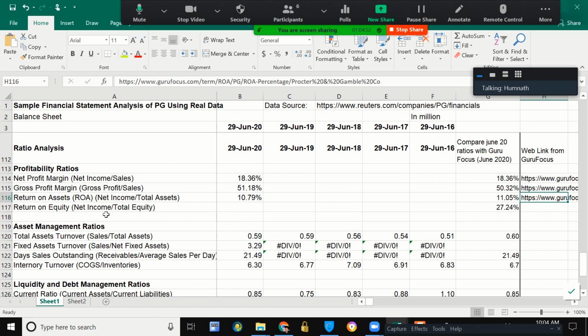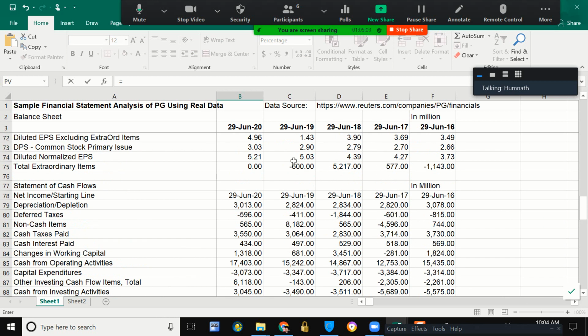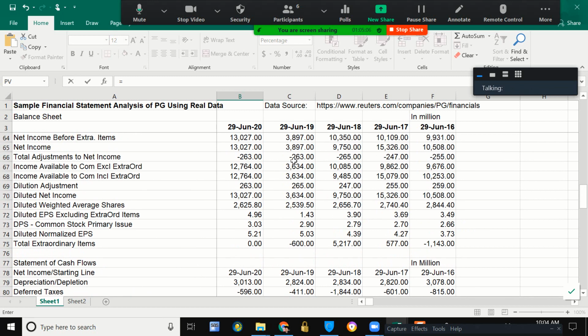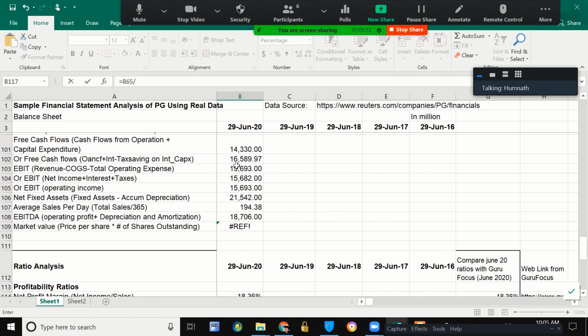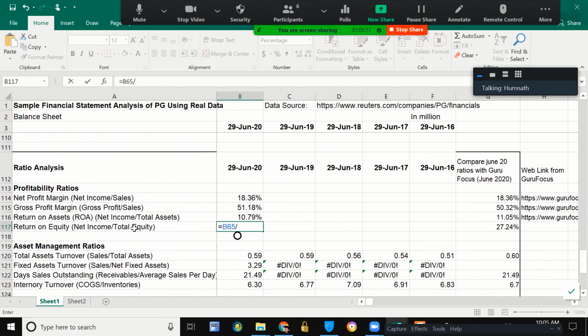So the one more thing I'm doing is calculating return on equity. Okay, so that one I'm gonna do equal. So it's gonna be net income. So I'm gonna go to that number 65, net income. You divide by, remember we're gonna be dividing by total equity. So total equity is found in the balance sheet.